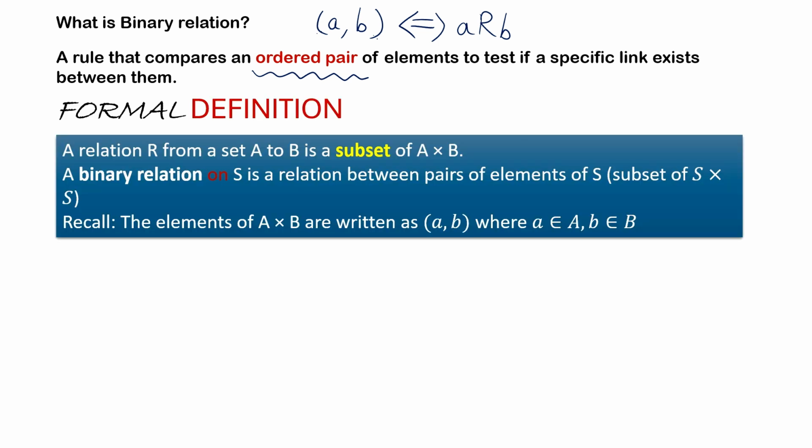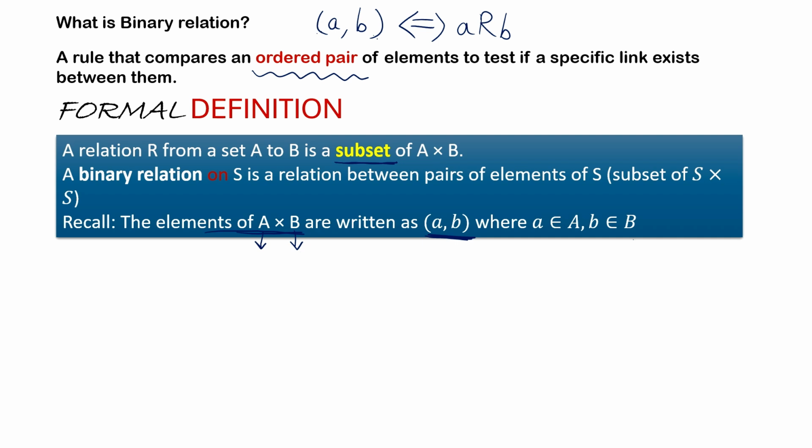Now, let us look at the formal definition. What is a relation? A relation R from a set A to B is simply a subset of A cross B. Now, what is A cross B? The elements of A cross B are written as simply the ordered pair A comma B, where the left element belongs to A and the right element belongs to B, because this is the left side set and this is the right side set. You swap it, you want to write elements of B cross A, then you will have the elements as B comma A.